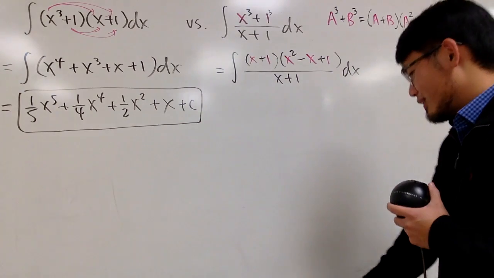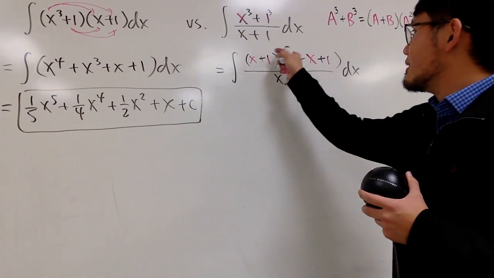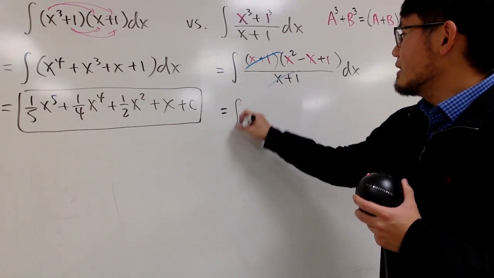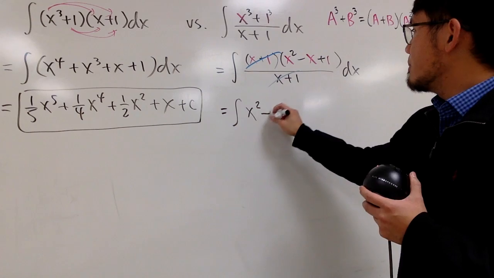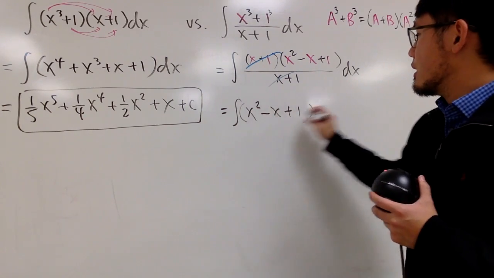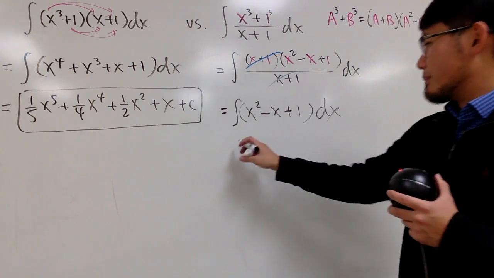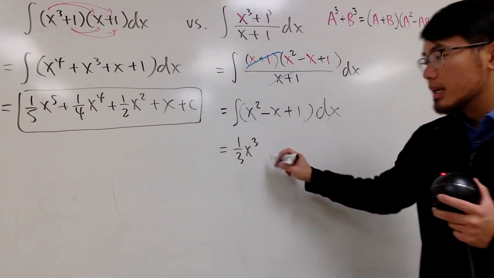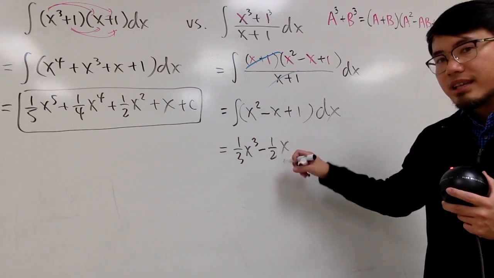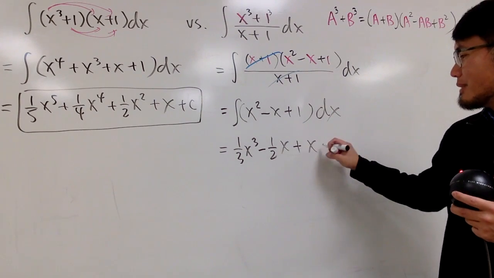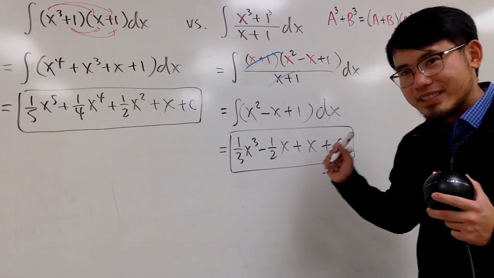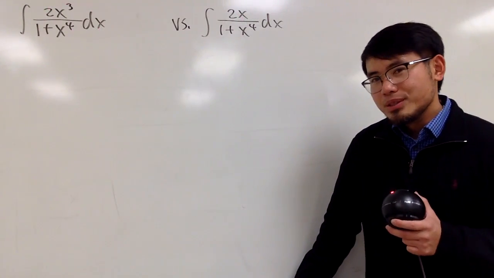And then, of course, we have to cancel out this and that. Very nice. And in the end, we are just integrating x squared minus x plus 1. And we pretty much do the same thing. This is going to give us 1/3 x cubed. And we get minus 1/2 x squared, and then we get x. And don't forget the plus c. That's it. Okay, we have these two integrals.